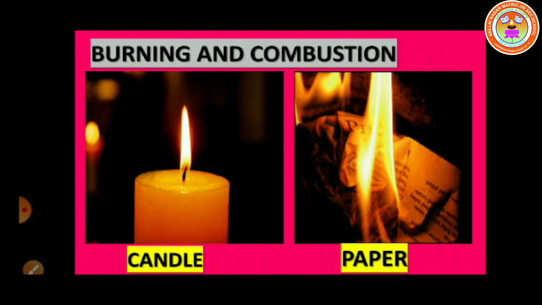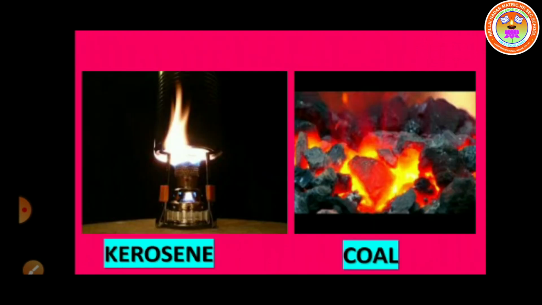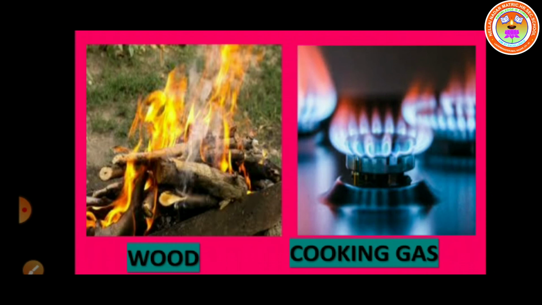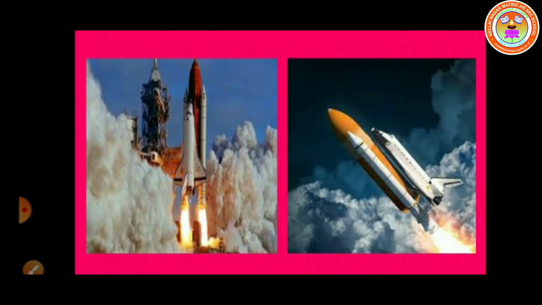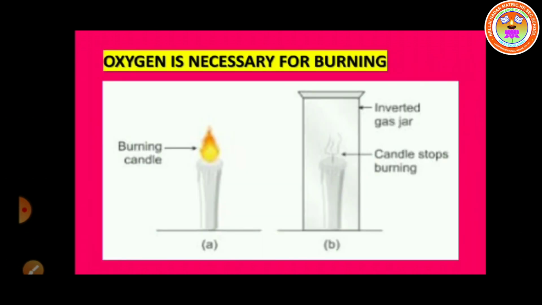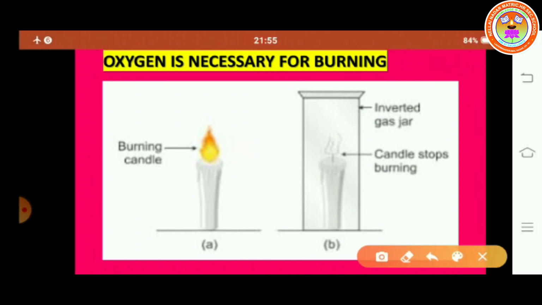Next, burning and combustion. When we burn a candle, paper, kerosene, coal, wood or cooking gas, oxygen is needed. The oxygen needed for the burning of candle, paper, kerosene, coal, wood and cooking gas comes from the air around us. In rockets, as they go high in the atmosphere, the availability of oxygen is considerably reduced. Therefore, in rockets, along with the fuel, oxygen is also carried for combustion. So, for burning a substance continuously so as to make fire, a continuous supply of fresh air is needed.